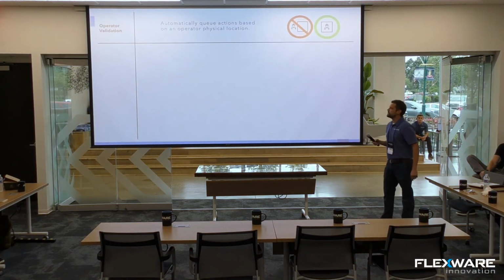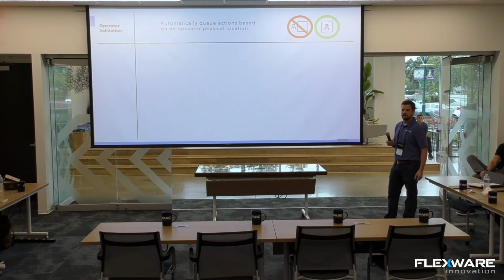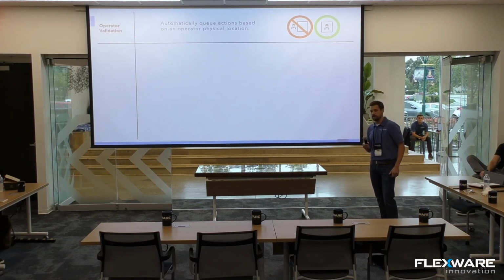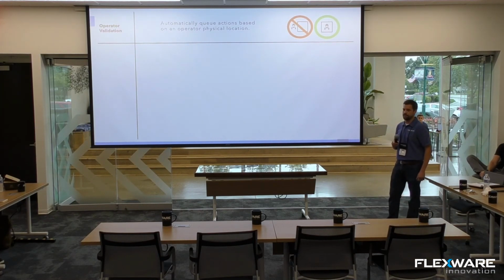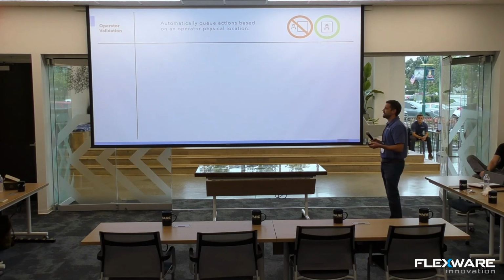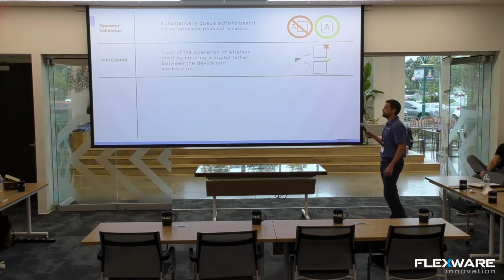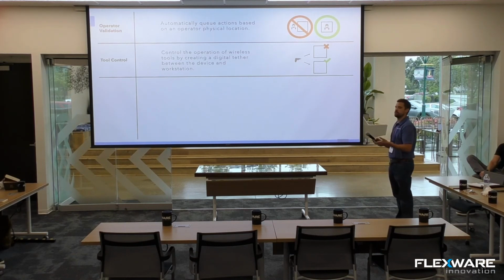Our first use case you're going to see is around operator validation. And to answer the question, yeah, this is about knowing who is where and whether they are where they should be. Our next use case will be in tool control. We're going to be physically controlling a tool based on where it is, but this tool could be other equipment or assets or what have you. As this tool goes where it's not supposed to be, it will not work, and if it's where it's supposed to be, it will work.